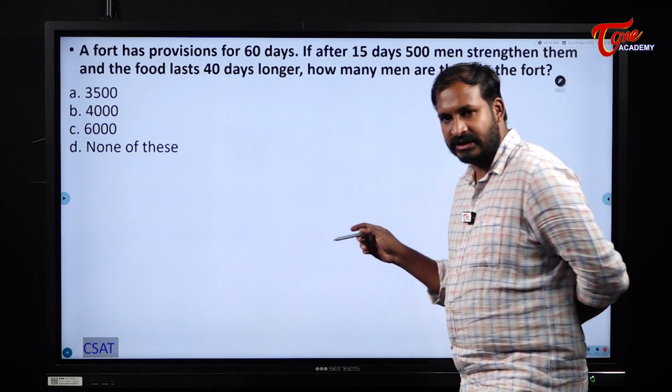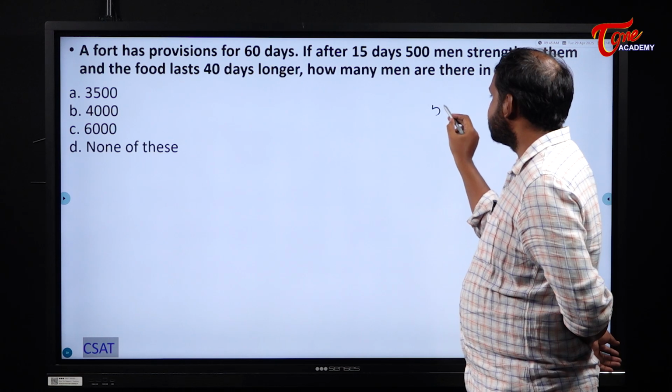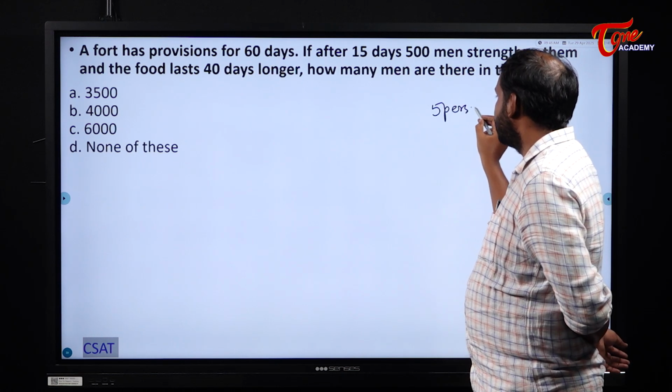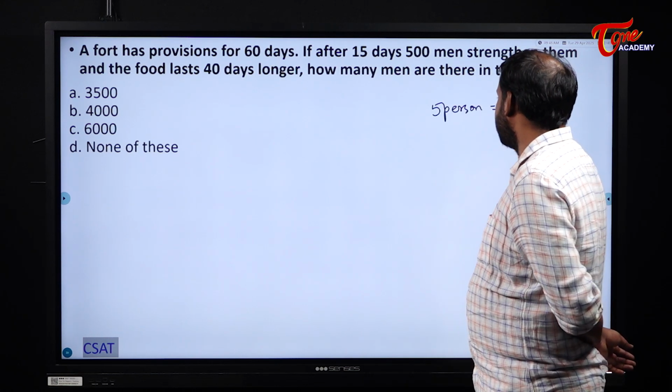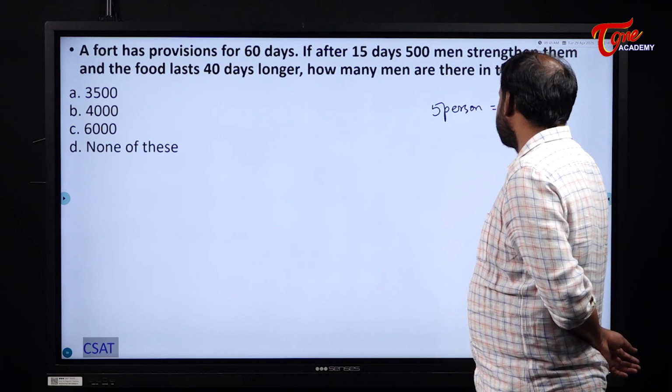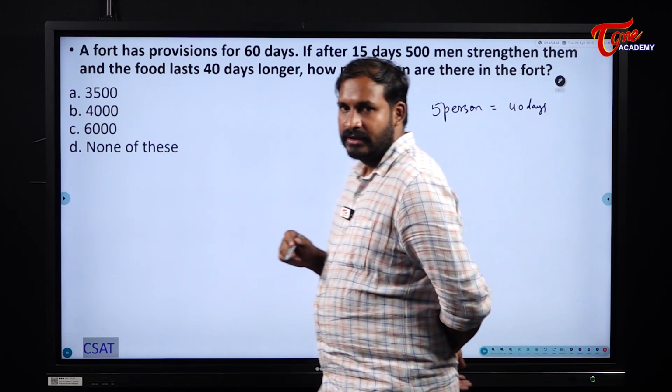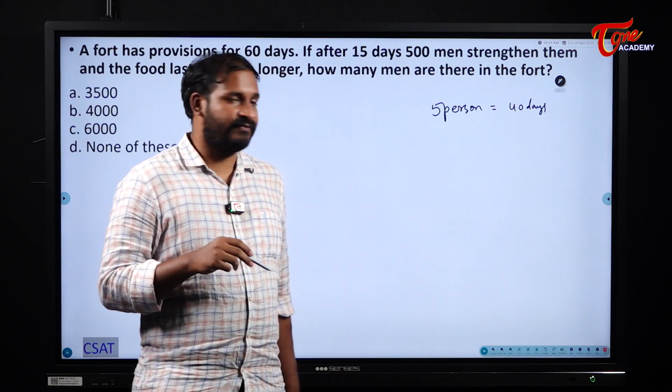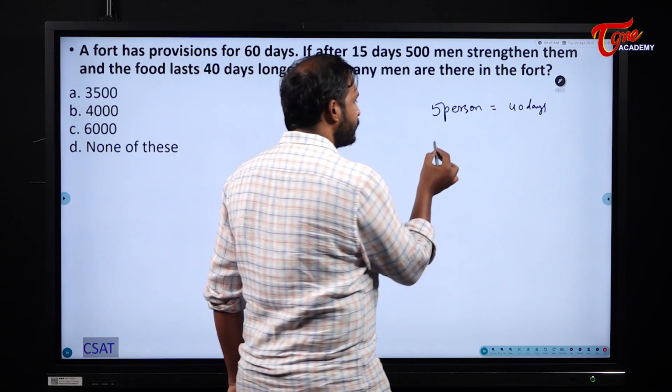What happens here is, students, see here. If 5 persons can eat food for some 40 days, assume, I am saying a random example. For 5 persons, the food will last for 40 days. Now 5 more people joined them.